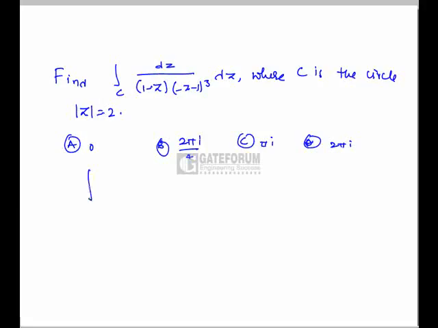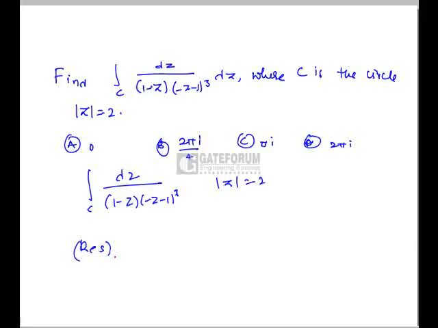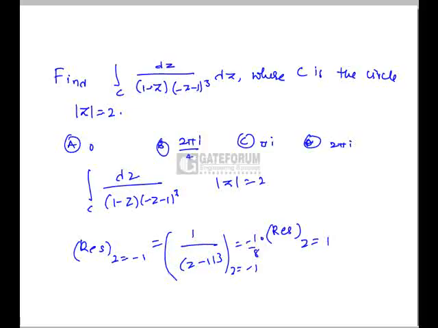We have to find the integral of dz by (z plus 1)(z minus 1) whole cube over the curve mod z equals 2. That is nothing but a circle whose radius is 2. Now, in order to find this, first we have to find the residue at z equals minus 1, as well as the residue at z equals 1. Now, the residue at z equals minus 1 is nothing but 1 by (z minus 1) whole cube at z equals minus 1, which will give you minus 1 by 8. Similarly, the residue at z equals 1 will also be 1 by 8.